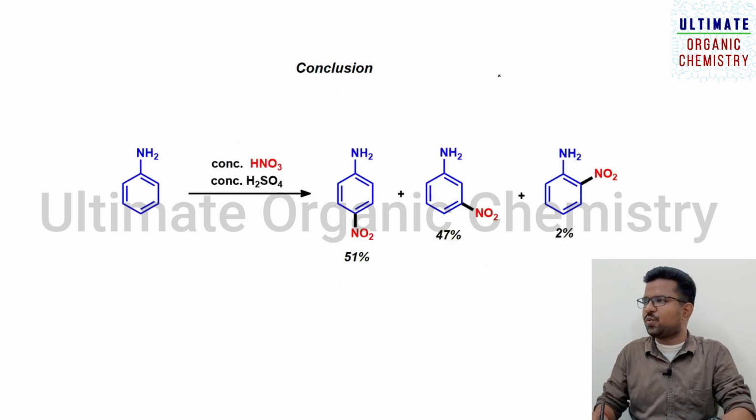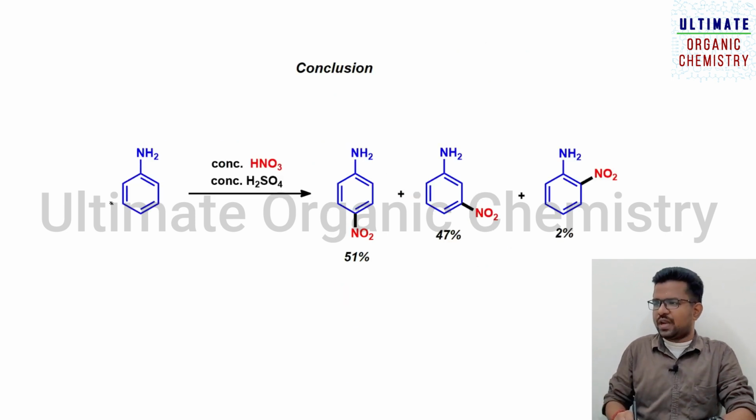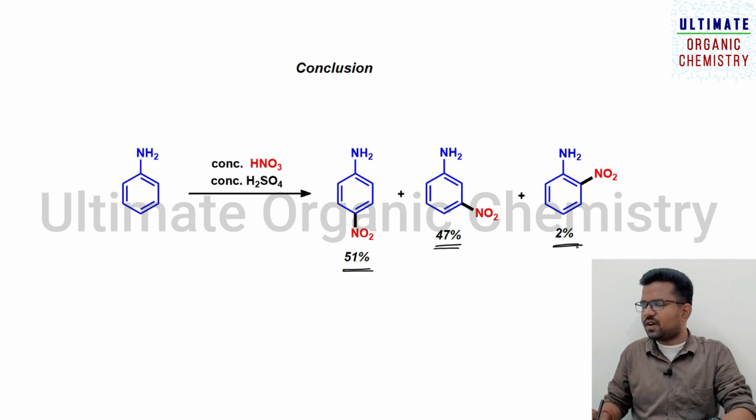So we can conclude with this reaction. When aniline is treated with nitric acid and sulfuric acid, you will get 51% of para and 47% of meta, 2% of ortho. So this is about the reaction. So now let us discuss some questions which are based on nitration of aniline.